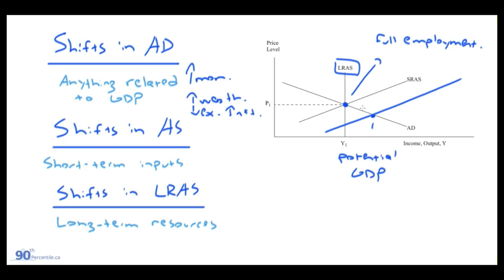So whenever a question asks about a shift in these and what it implies for prices or output, you can just draw this graph in equilibrium, then draw a shift, and then see where those lines now intersect in the short term. And that'll be your impact on prices and output.